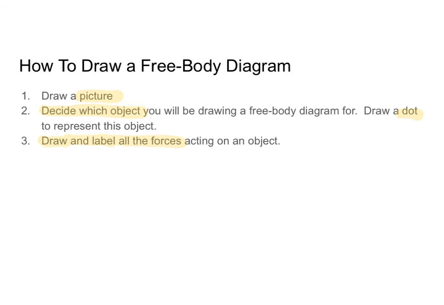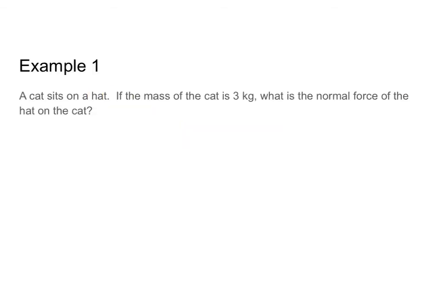So that was a lot of information. Let's apply this to an example, shall we? A cat sits on a hat. The mass of the cat is 3 kilograms. What is the normal force of the hat on the cat? So in this problem, not only are we going to be drawing a free body diagram, we're also going to be talking about how free body diagrams can be used to figure out individual forces.